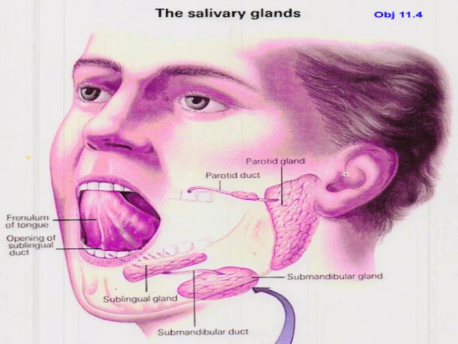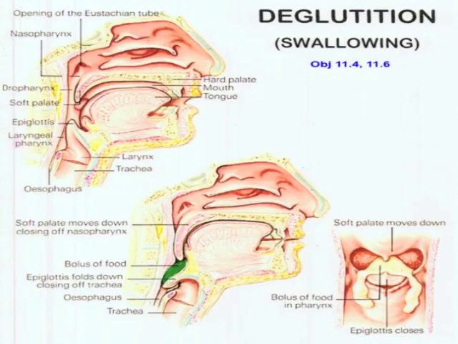This image depicts the location of our salivary glands. Saliva helps lubricate the food in our mouth so that it can proceed through the rest of the GI tract. This image depicts the cross-section of our mouth. It helps show the term here, deglutition or swallowing, and the parts of the mouth that are involved in swallowing.